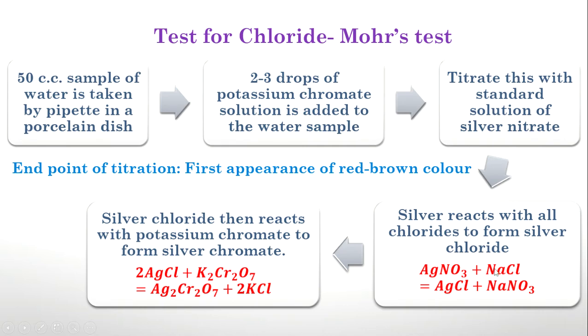The chemical reactions occurring here are given here. The silver nitrate first reacts with the sodium chloride to form silver chloride. This silver nitrate then reacts with the indicator, potassium chromate, and it will form silver chromate. So these are the things happening.